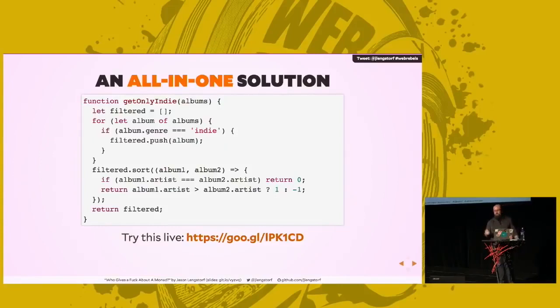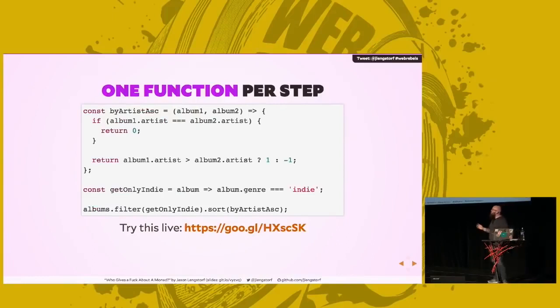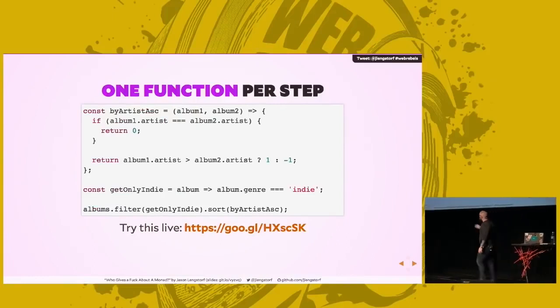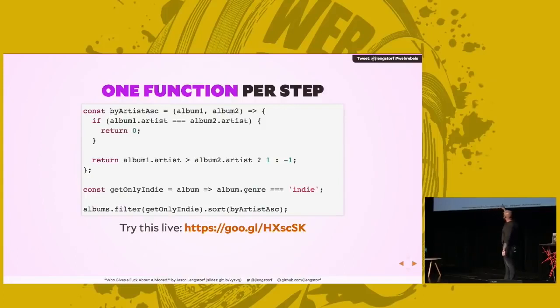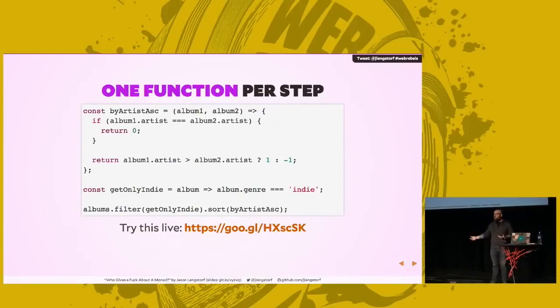Just look it up. You're never going to memorize it. But if you do it as one function per step, this gets a little simpler. If you create a function called byArtistAscending, you just have to define your filtering function. And then I have another function called getOnlyIndie that checks for the indie genre, and then I can run them chained. Basically, we could do this with Ramda's functions that would allow us to compose them, but since the array prototype lets us just chain them together, we don't need to bring in a library for that.